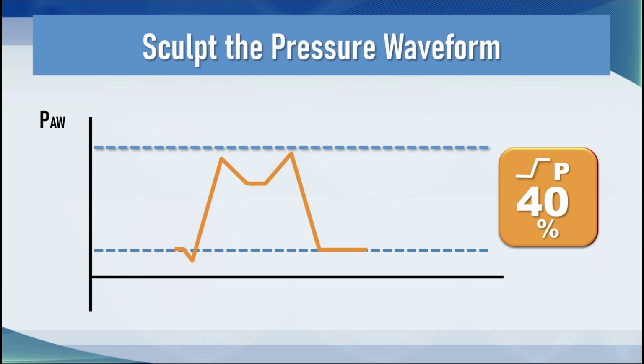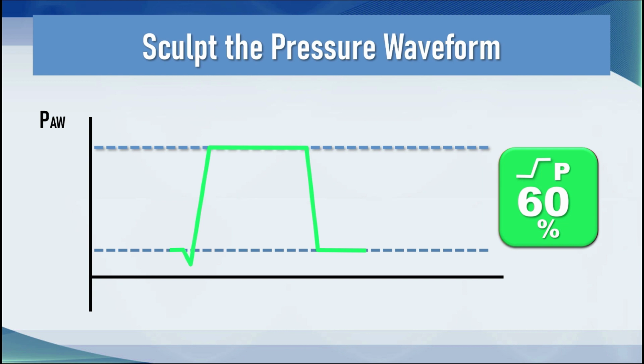So let's try again and set the rise time at 60% and see what happens. And you can see here that the waveform is perfect. We have a nice negative deflection in inspiration. Flow goes up very quickly up to the plateau pressure level, and it sits there. And that's what we want to see, and that's what you do with the rise time.